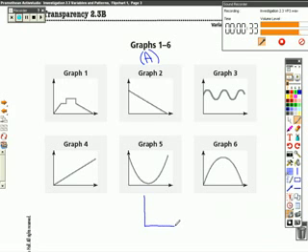And B, we said, was time and speed. All right, so when a skateboard rider goes down one side of a half pipe ramp and up the other side, her speed changes as time passes. If we look at graph 1, as time is passing, the speed is going up, and then it levels off, and then it goes up again. I don't see that happening when a skateboard rider is going up and down a half pipe. And they show you a picture of a half pipe.